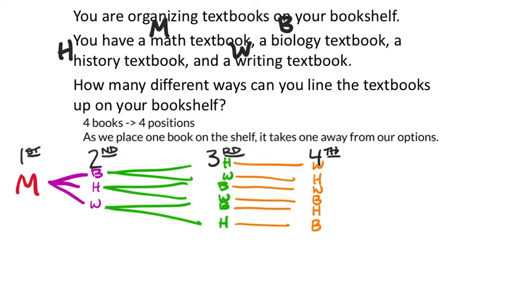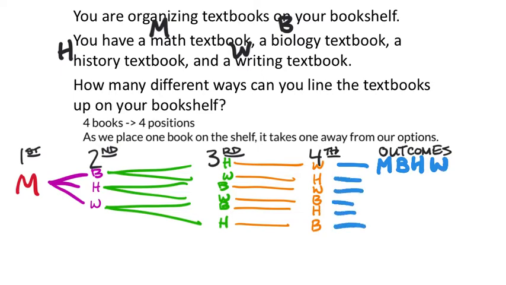Okay, so I can list my outcomes in order of position. So for the first one, I had math, then biology, then history, and then writing textbooks. And I can do this all the way down the line. Again, the first book was math for all of these outcomes, so I'll just put the M there. And then the next one was biology, then writing, and then history.